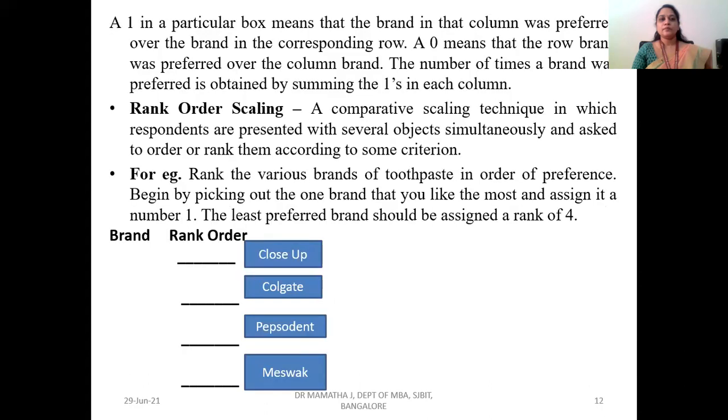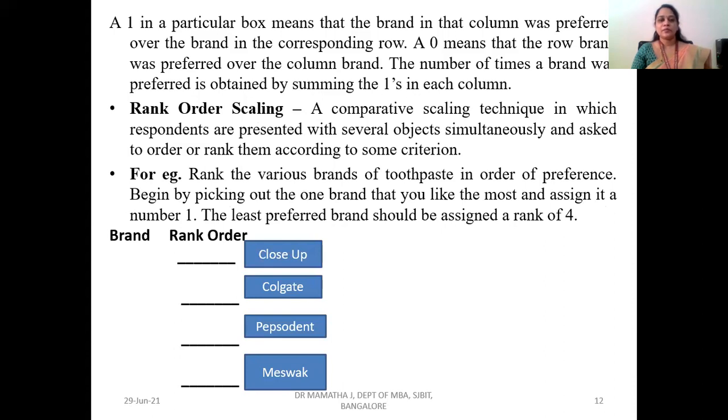Next, rank ordering scale. So, in this comparative scale technique, respondents are presented with several objects simultaneously and they are asked to order or rank them according to some criteria. Okay. So, here the ranking is possible. So, for example, if we ask the respondents to rank the various brands of toothpaste in order of their preferences, so there are various brands of toothpaste available.